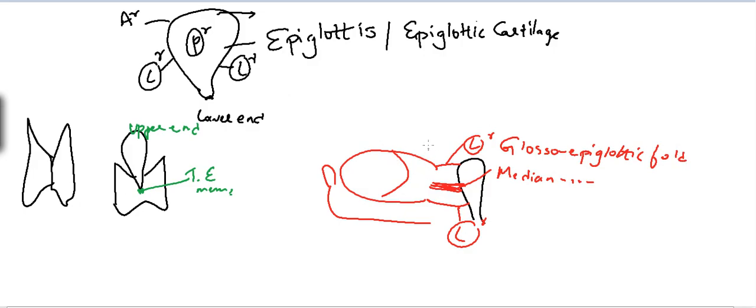There is a depression between the median and lateral glossoepiglottic fold. This depression, which is behind the tongue, is called vallecula. Vallecula is a depression present between the median and lateral glossoepiglottic fold. So this is the attachment of the anterior surface of the epiglottis.